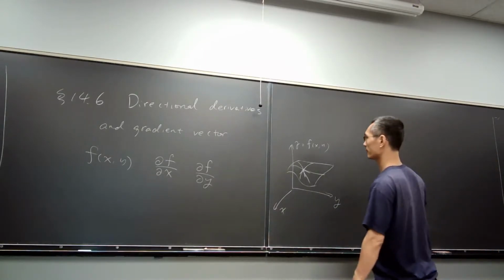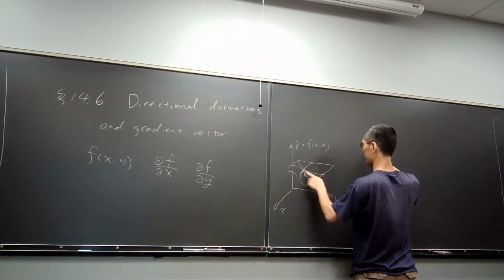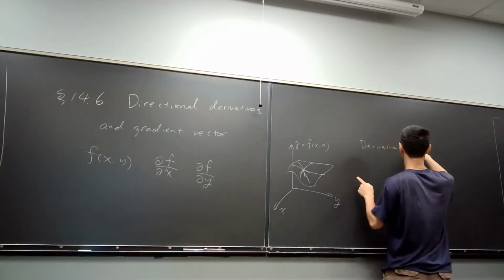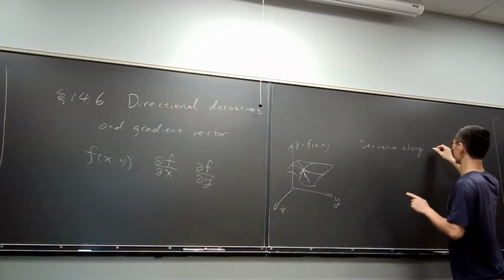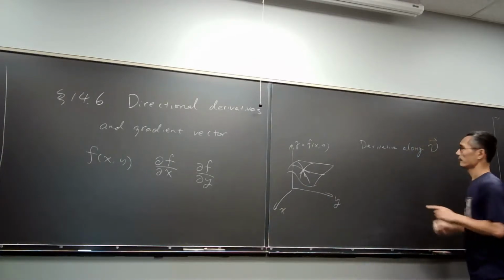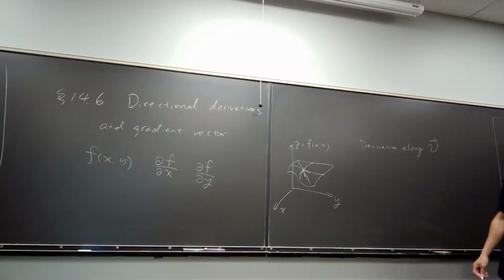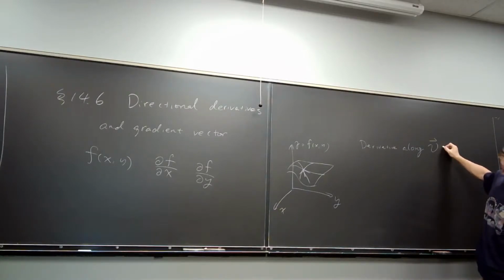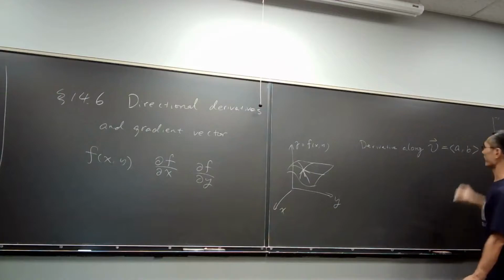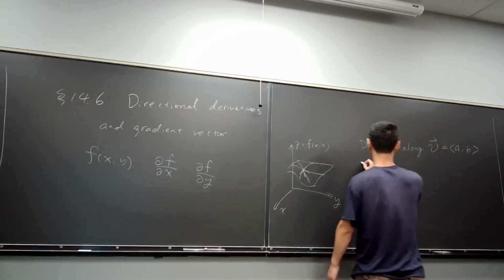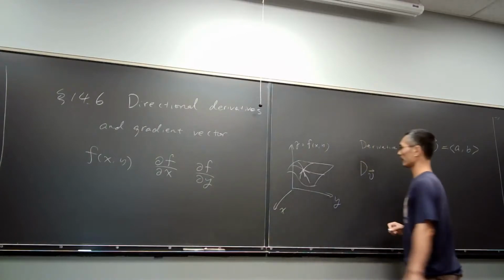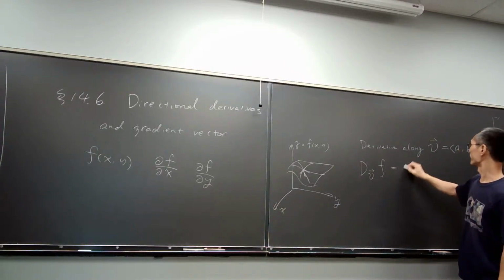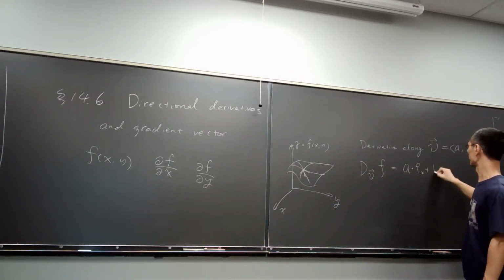Suppose I ask you to find a derivative along a particular direction, let's call it v. In this case, v will be a two-component vector, let me call it (a, b). Then what is the derivative along v? It can be written as D sub v of f, defined as a times fx plus b times fy.